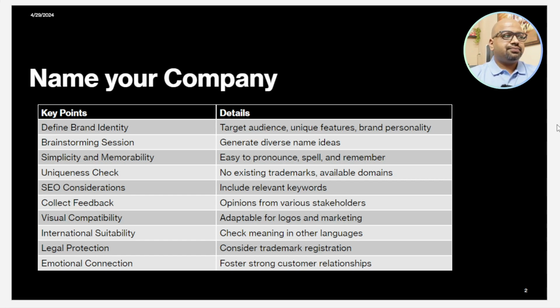Then collect feedback, but not from your friends and family, because whatever name you suggest, they'll pick on it.